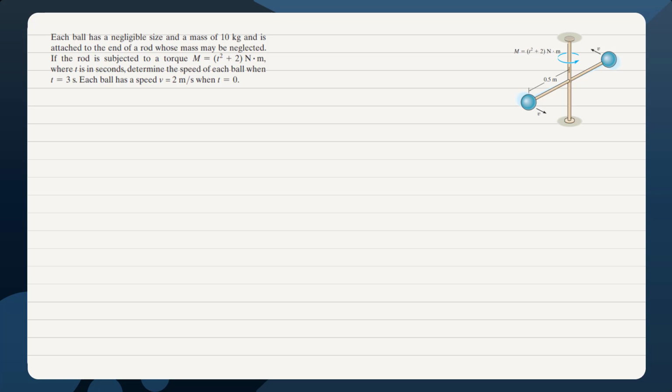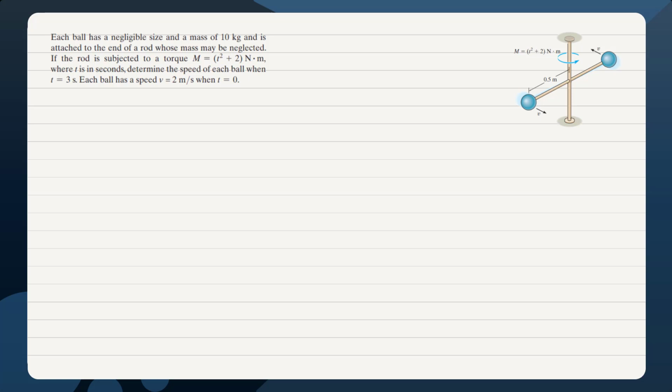Okay, we've discussed the principle of angular impulse and momentum. Let us look at a quick example here. We have two balls of negligible size and mass of 10 kilograms, and they're both attached to the end of a rod whose mass may be neglected.